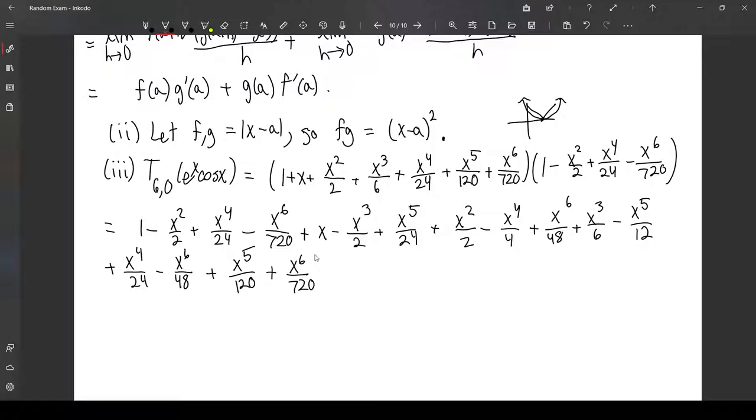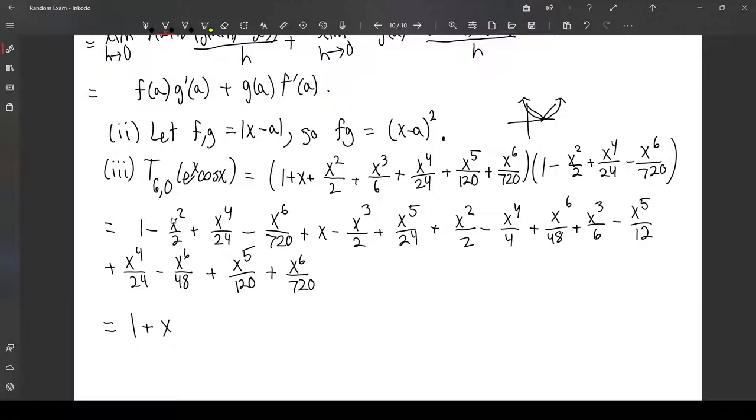Okay, so obviously the only constant term we have is 1. And that matches up with what we would expect if we plug in x equals 0. Now we have an x term. We should only get one x term. So that means the first derivative would be 1, which matches up with my mental calculation.